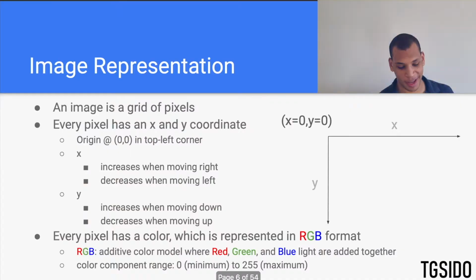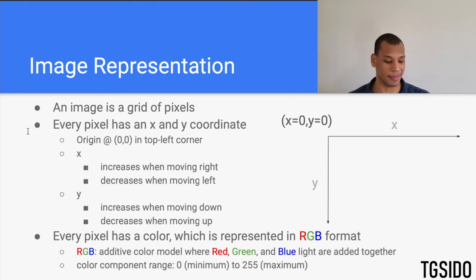And now for our intro to images and pixels. Image representation. Okay, so an image is a grid of pixels. Every pixel has an X and Y coordinate. The origin, or 0, 0, is actually in the top left corner. That's probably different from what you've seen in the past. Note that X increases when moving right and decreases when moving left. Y increases when moving down and decreases when moving up.